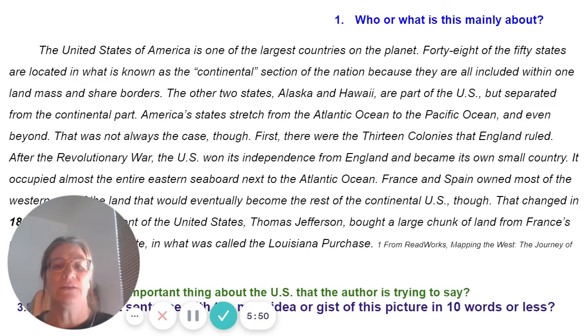So that is one idea that you could include. You could include it's about the United States. You've got that in the first sentence. The expansion of the United States, and specifically about the Louisiana Purchase and how that expanded the United States. So those are some ideas that you might want to put together, and you're welcome to try to write a gist statement of approximately 10 words or so.